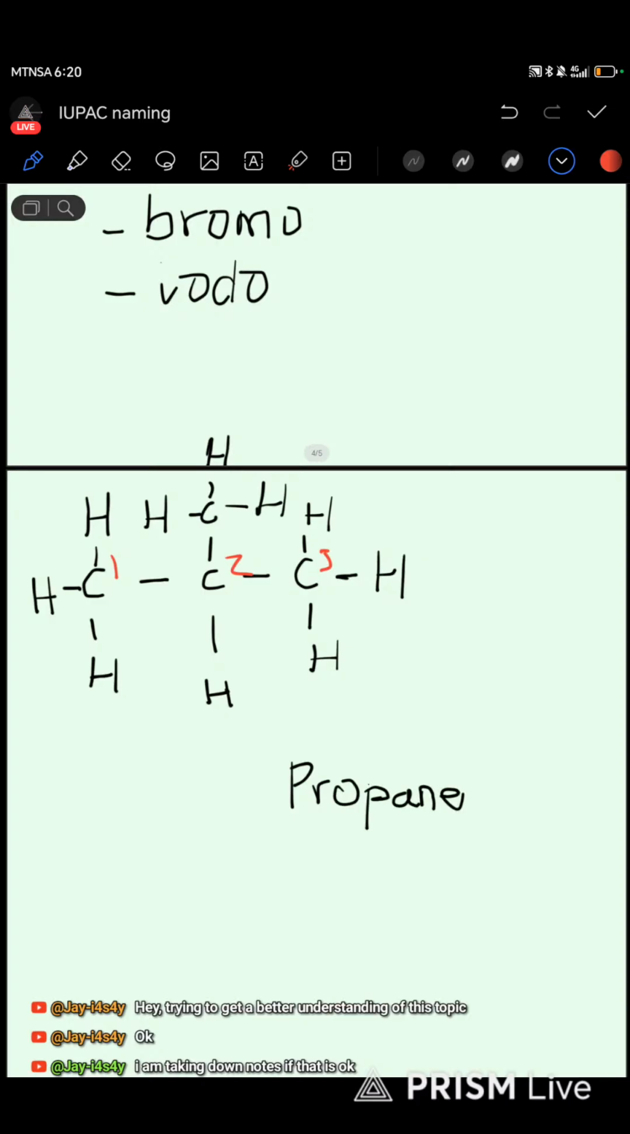That's the parent chain. But on the second carbon, there is a methyl group. On the second carbon, there is a methyl group. So I'm going to put 2. And then I have a methyl. So the name of this one is 2-methylpropane.